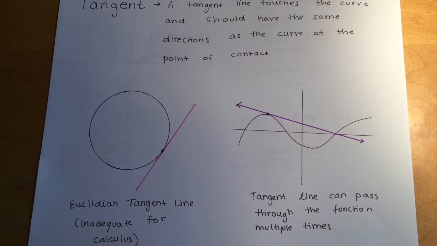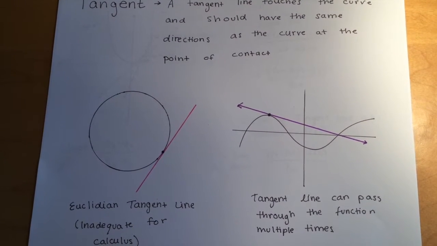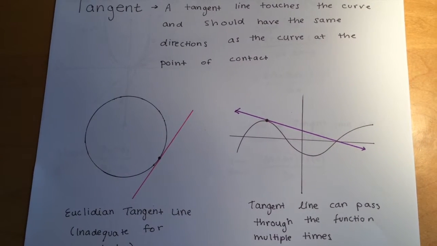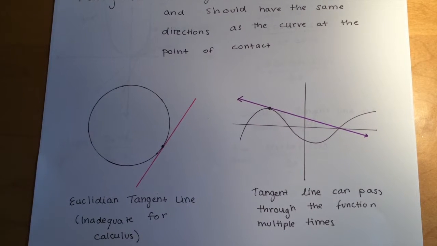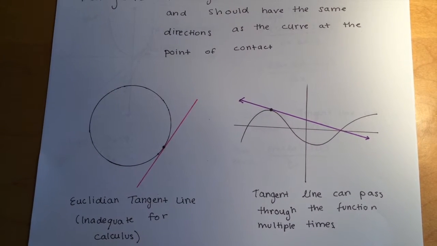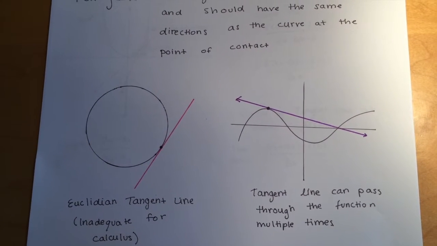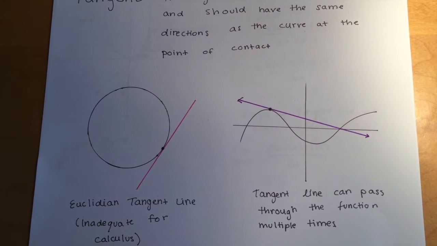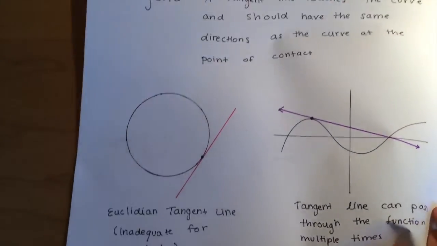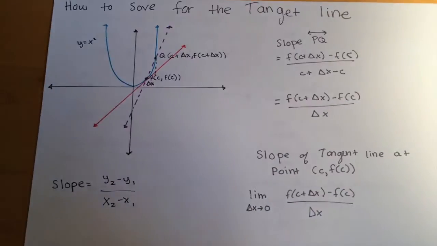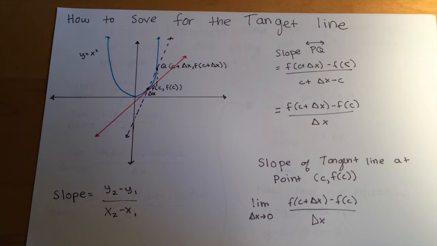a tangent line only intersects the circle once. But this is no longer true because, as we can see with the second function, the tangent line goes through the function twice, once at the point of tangency and once more through a different point. And so a tangent line can pass through the function multiple times, but it is only tangent when it touches the curve once.